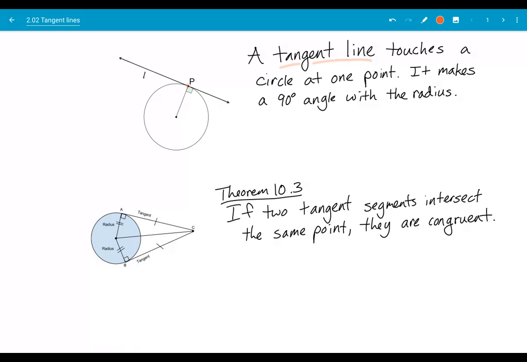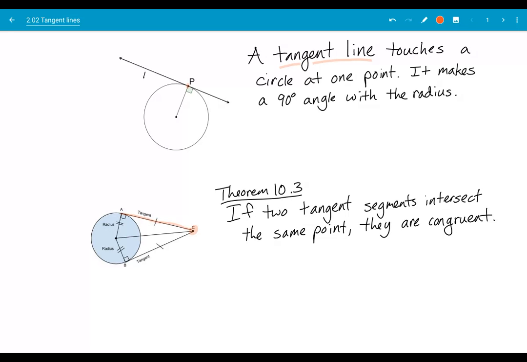So the first thing we're going to study is Theorem 10.3, and I just labeled it the same as your geometry book. And that's if two tangent segments, so this is not a line, this is just from A to C, for instance, a line segment, if two tangent segments intersect the same point, so they go through the same point, then they must be congruent. And you can kind of see why that might be.